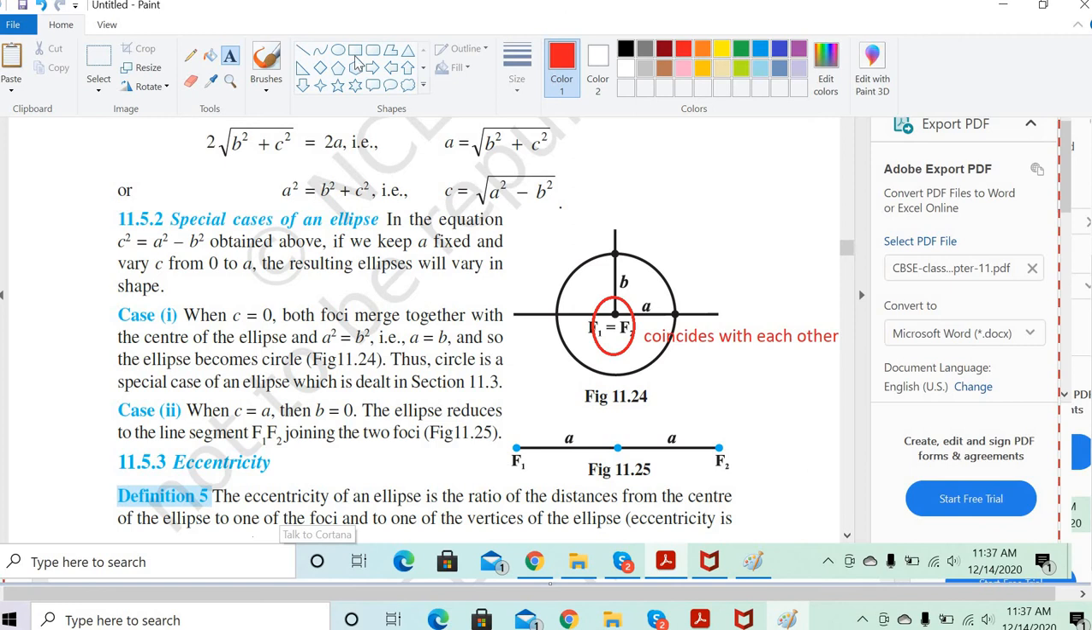Correct? Now in this case, what will happen? C equal to 0. Now equate it. Now a square minus b square equal to 0. What will we get now?